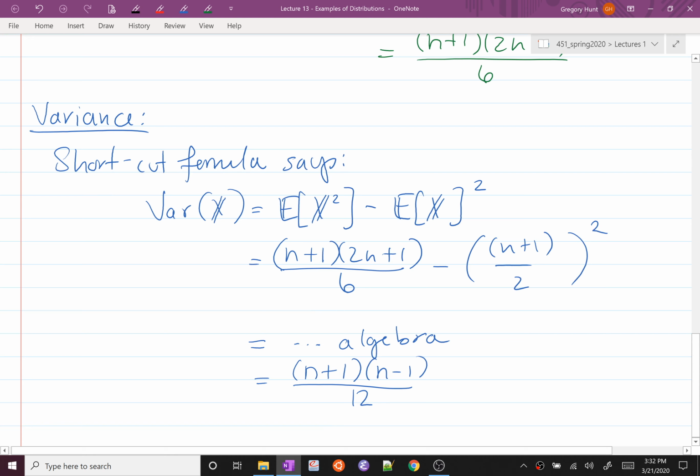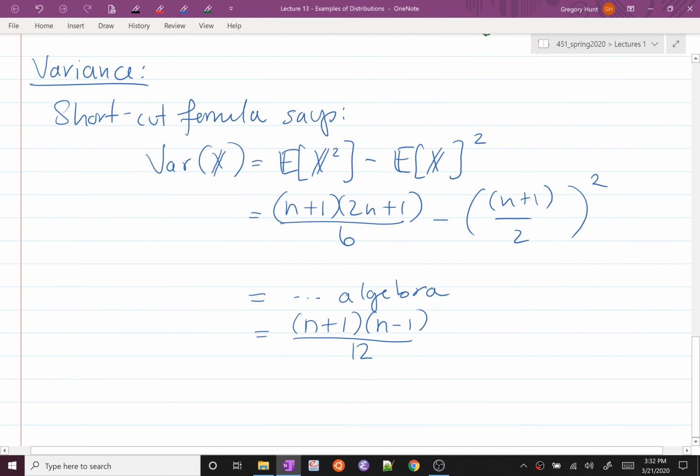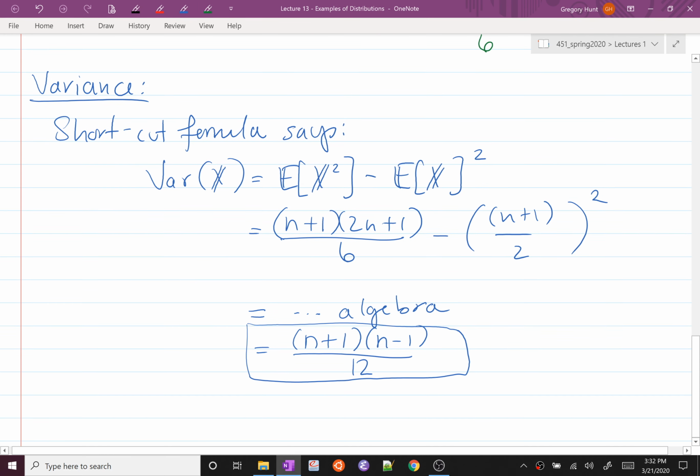The 12 denominator is at least believable in this case. That's a common factor of 6 and 4. And at least it's a simple formula. So that's the variance of the discrete uniform. But as with most of these problems, if I want the variance, I can get the first two moments and use my shortcut formula. That's almost always quicker than doing the definition.